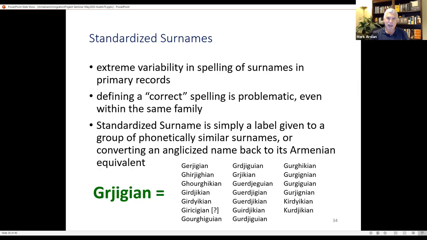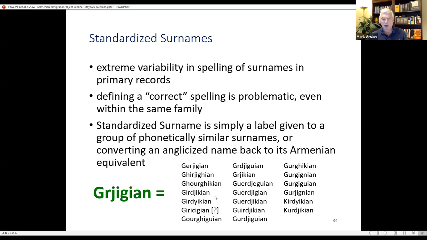Okay, standardized names. Okay, this was actually the family name of Tracy, who started the Armenian genealogy group on Facebook, Gurjigian. And I probably found 75 different spellings of this name. And this is just a handful of the different spellings. And every single record, they're spelled differently. So what I did, and usually if I was able to find this in a missing persons ad, I would be able to see how this name was actually written in Armenian, which allowed me to transliterate it.